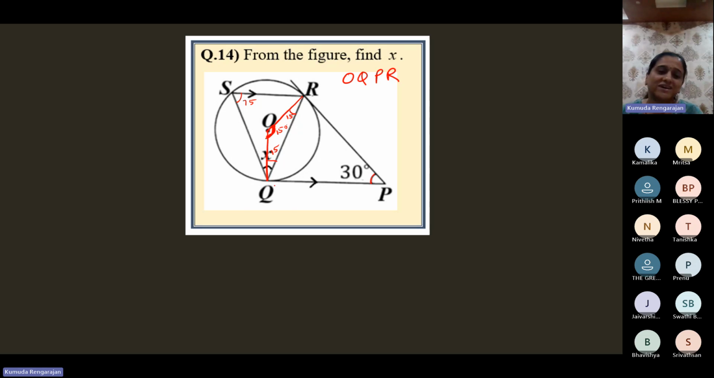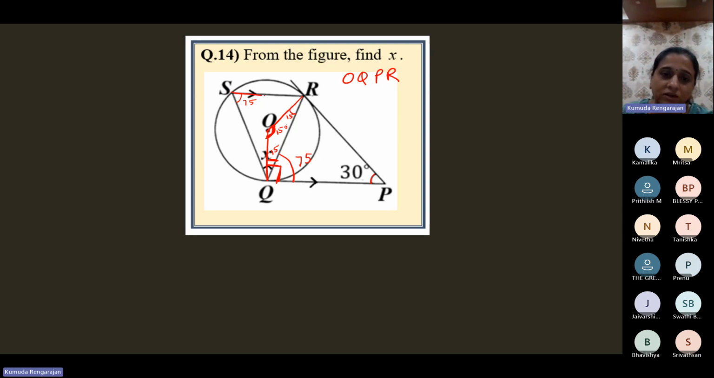Correct, children? QOR, QSR. Now, this is 90 degrees. This is 90. This is 15. So this is 75.